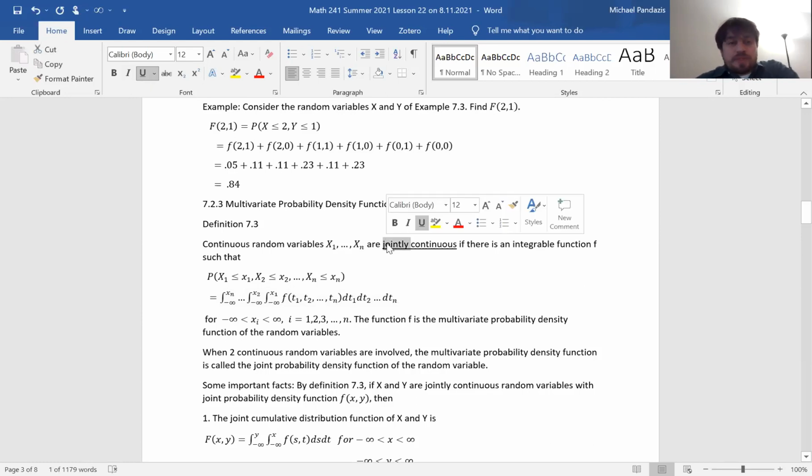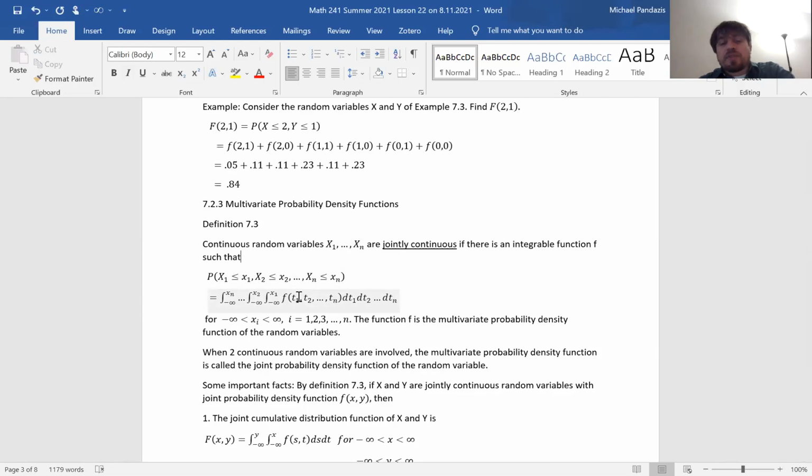Jointly and joint sound very similar, but they have different meanings. If you had a function with two variables, the value of the function would exist in 3-space, and you would have a surface. So a function of 2 variables, like f of t1, t2, would be a surface existing in 3-space, and then the double integral would be the volume underneath that surface.